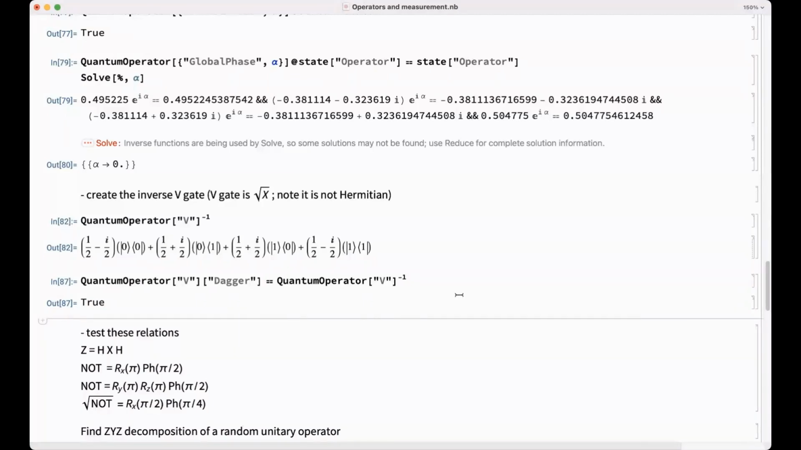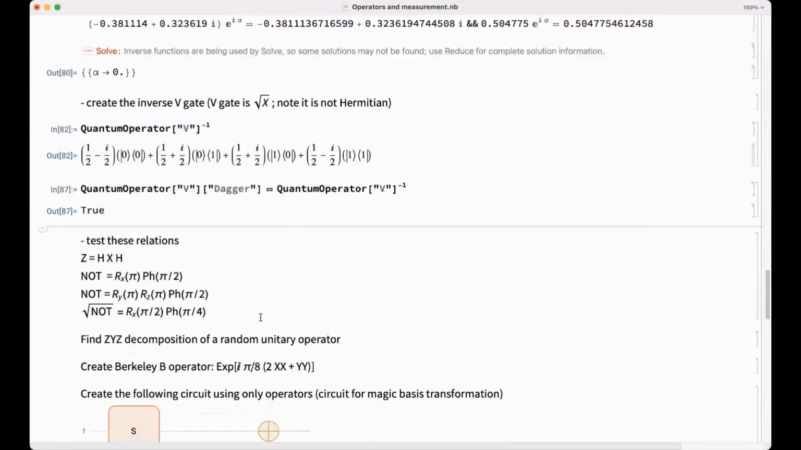Okay, so what else? Let's skip through those relations. It's easy, they can check it. Let's go. How much time do we have? Let's look at those circuits. Let's go with the magic ones.